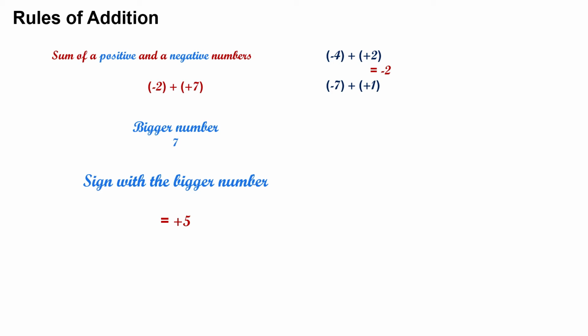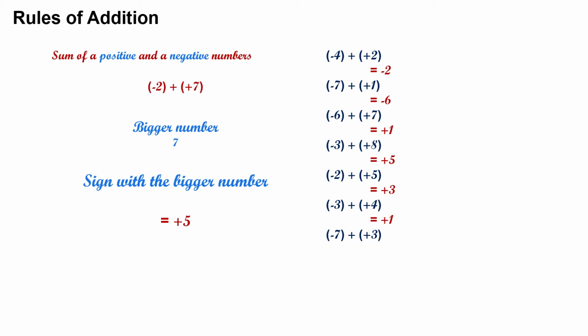Similarly, -7 and +1. Which one is the bigger number? Irrespective of the sign, that is 7. What is the sign with 7? That is a negative sign. So the answer will be a negative number. -6 and +7, which one is the bigger number? 7 is the bigger number irrespective of the sign. So the answer will be a positive number. Same is the case with -3 and +8, -2 and +5, -3 and +4, and -7 and +3.